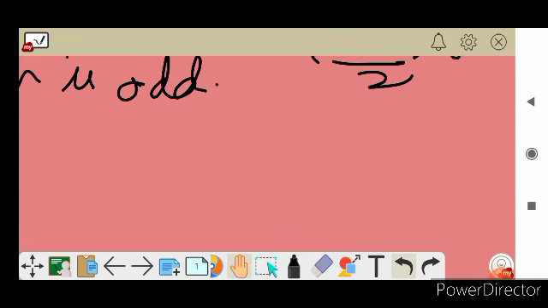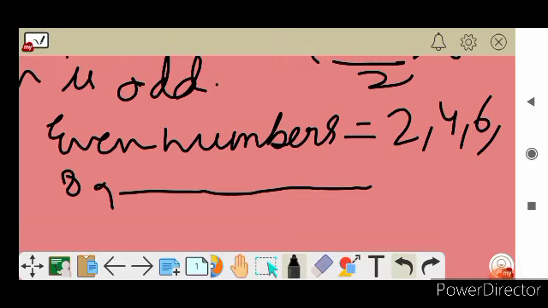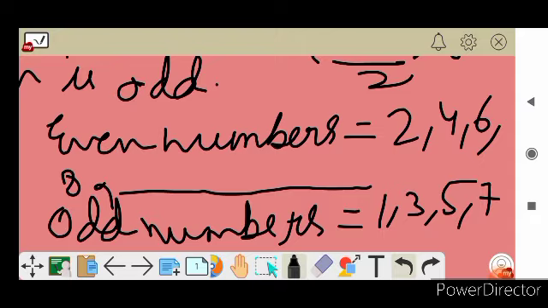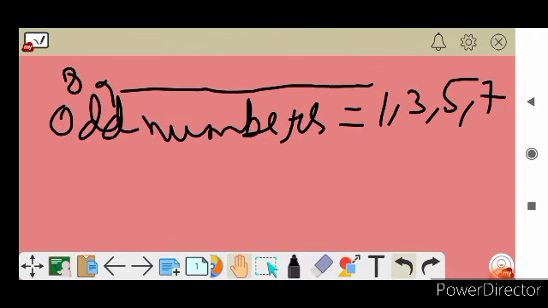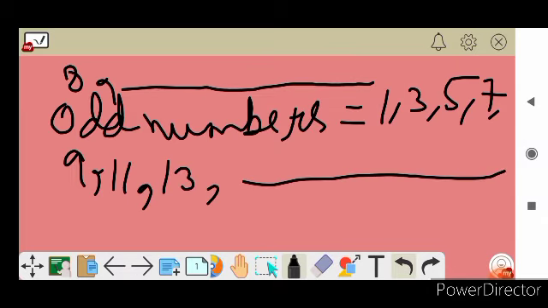So here even numbers are those which are divisible by 2, like 2, 4, 6, 8 and so on, and odd numbers are those which are not divisible by 2, like 1, 3, 5, 7, 9, 11, 13 and so on, because these numbers are infinite.